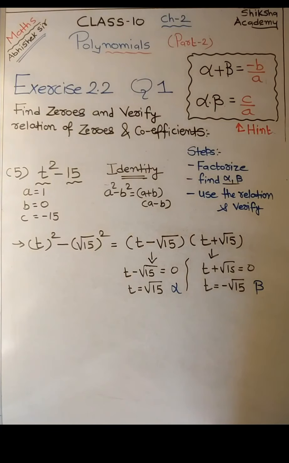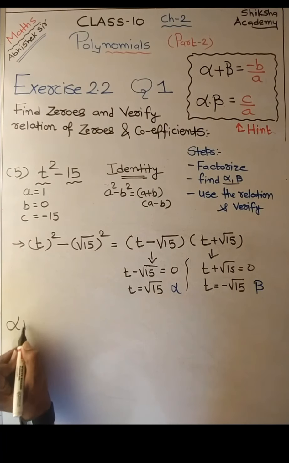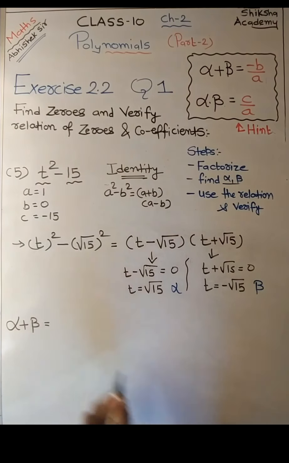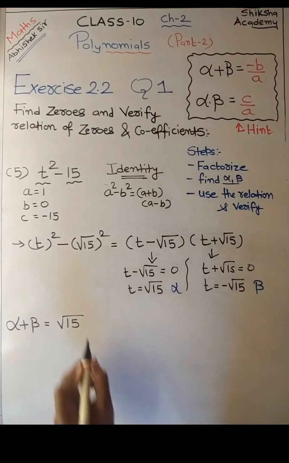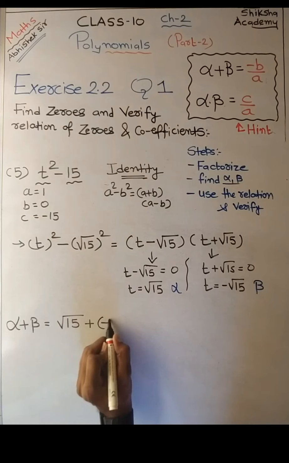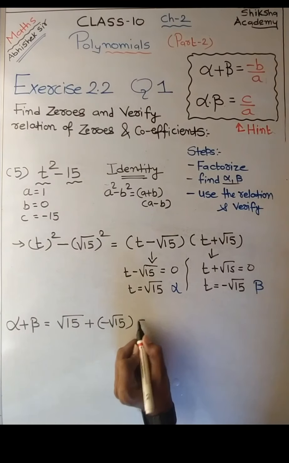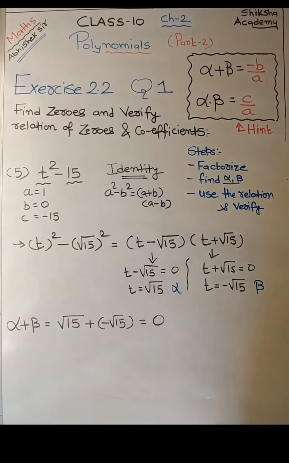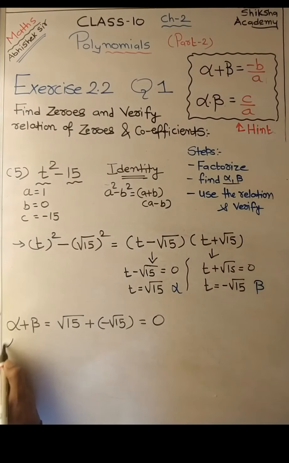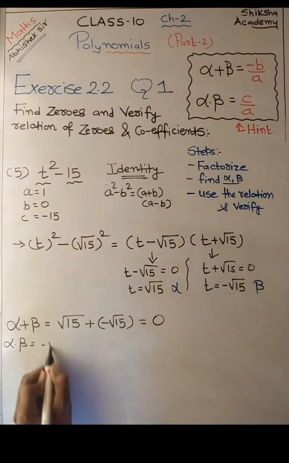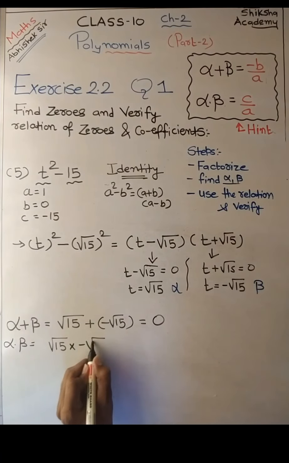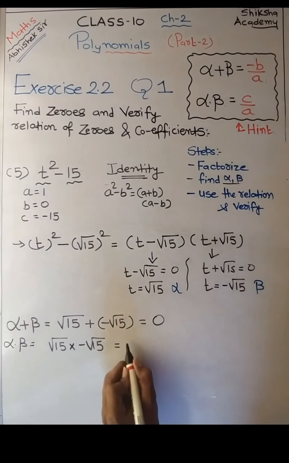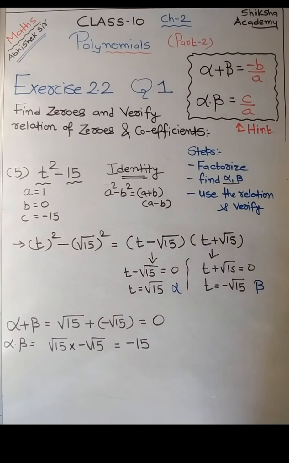Now let us verify. So alpha plus beta is root 15 plus minus root 15. So that makes it 0 as they are cancelling. Alpha into beta is minus root 15 into minus root 15. So that will make minus 15. Right? So this is a simple addition and product of the zeros.